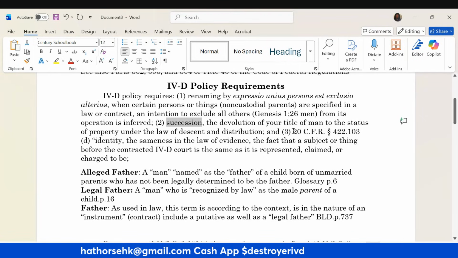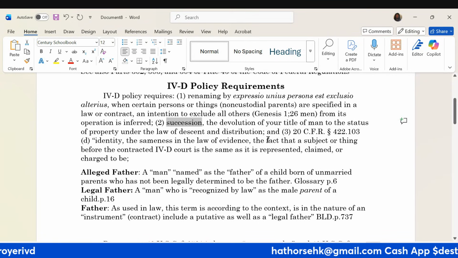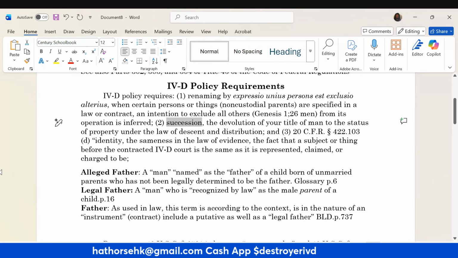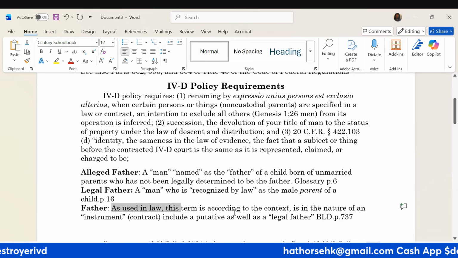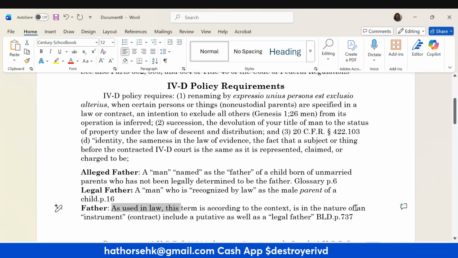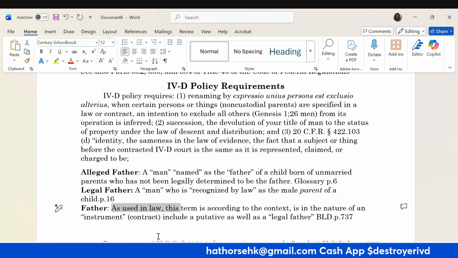Property. You can't be property. You can't be referred to as property. That's what the 13th Amendment is for. All governments derive their just power from the consent of the governed. You have to consent to become a father. As a matter of fact, what is a father? As used in law, this term, according to the context, is in the nature of an instrument. What is an instrument? An instrument is a contract, and herein, that's a personal responsibility contract or the paternity contract, which is voluntary.